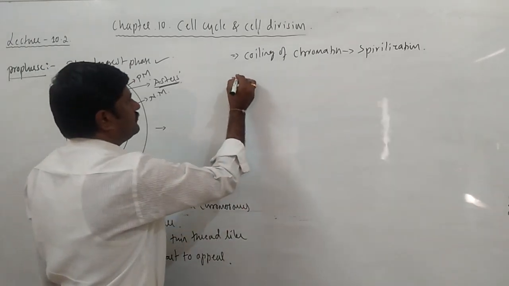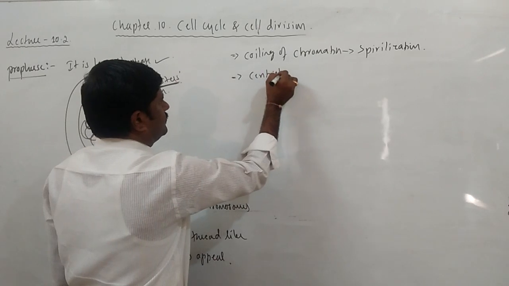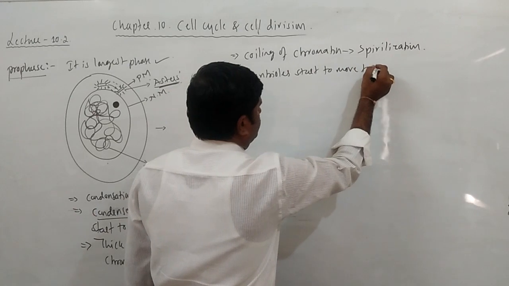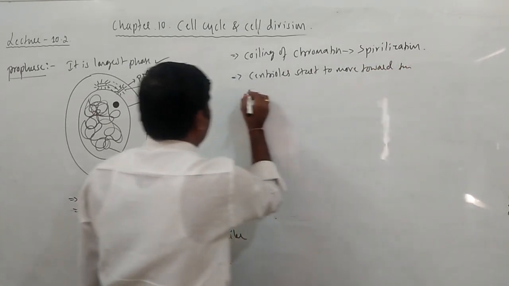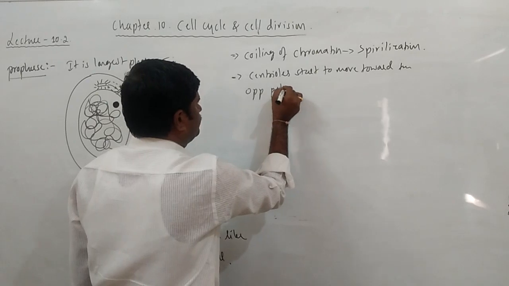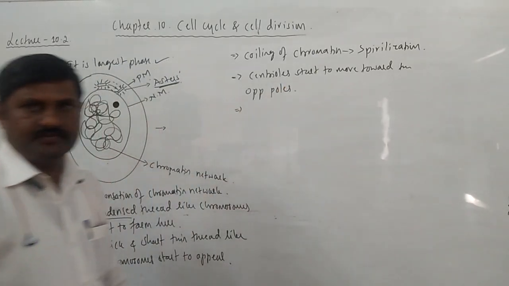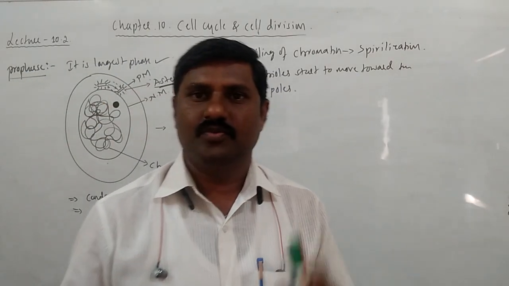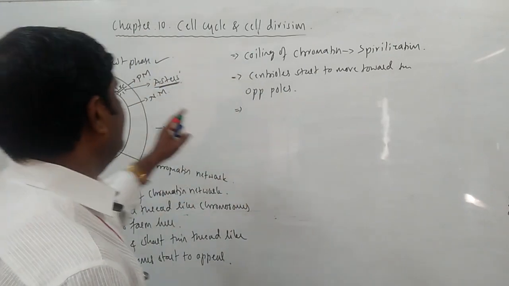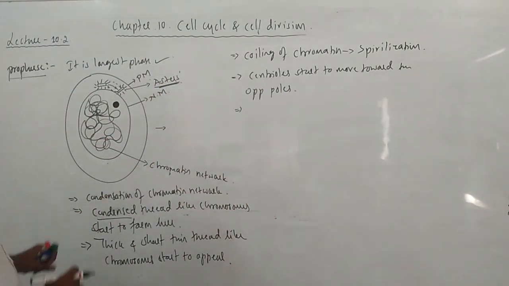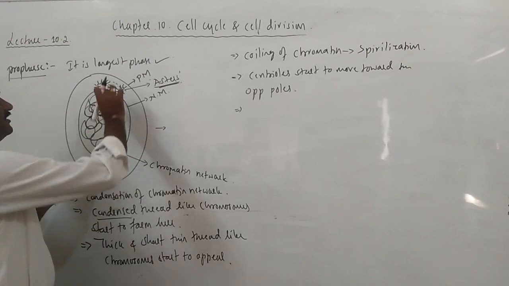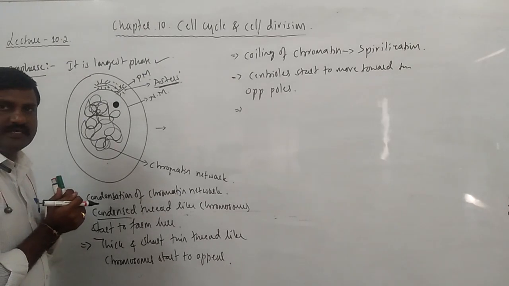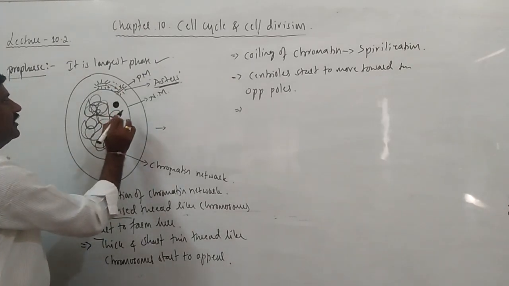Here, the centrioles start to move towards the opposite poles. They start to move towards the opposite poles. Simultaneously, what happens over here? They start to form the spindle fibers. Initially, the spindle fibers start to form over there.